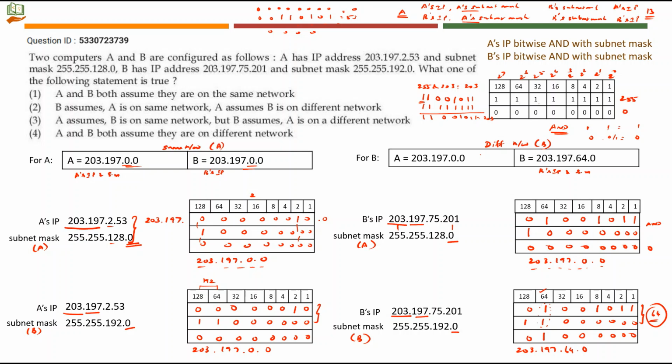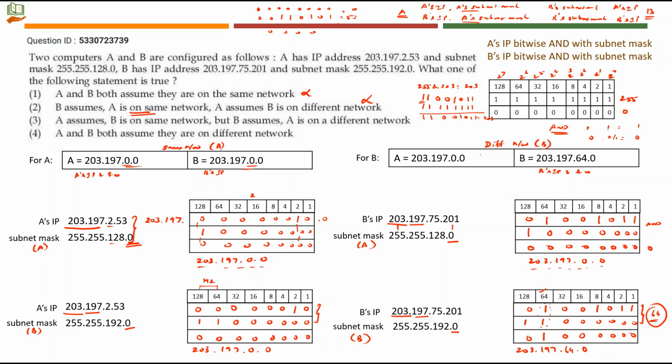Now just read the options. A and B both assume they are on the same network. No. B assumes A is on the same network. B actually assumes that they are on different networks. So this part is actually wrong. So we can take this to be wrong. And the second part, A assumes B is on a different network, is also wrong.